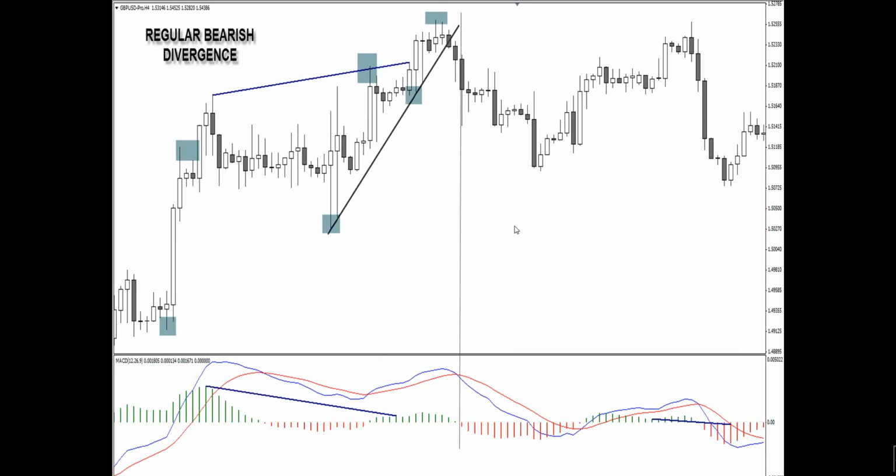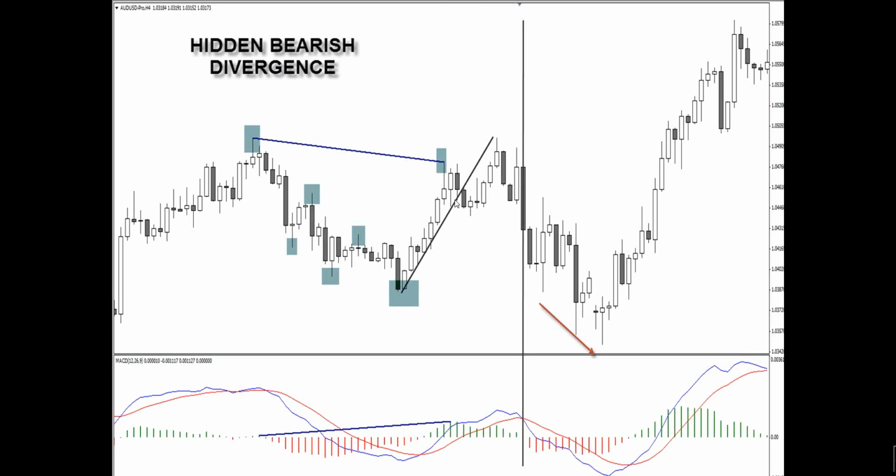Hidden bearish divergence. The price is in a form of downtrend, but we want to see some sort of continuation. So this is the first swing to the downside, second swing, third swing, and at the fourth swing what happened basically? The price has made a lower high, but the oscillator has made a higher high. So that means that the price will go down after a confirmation.